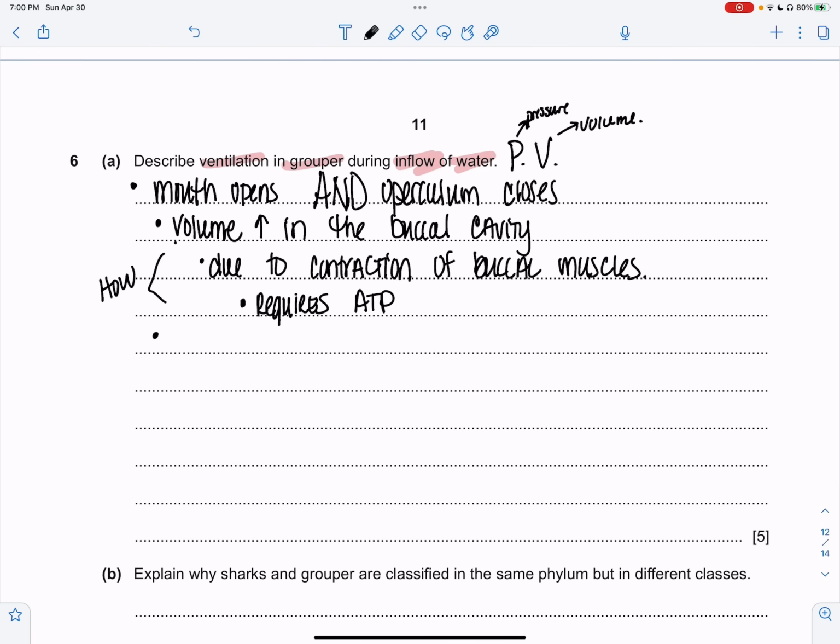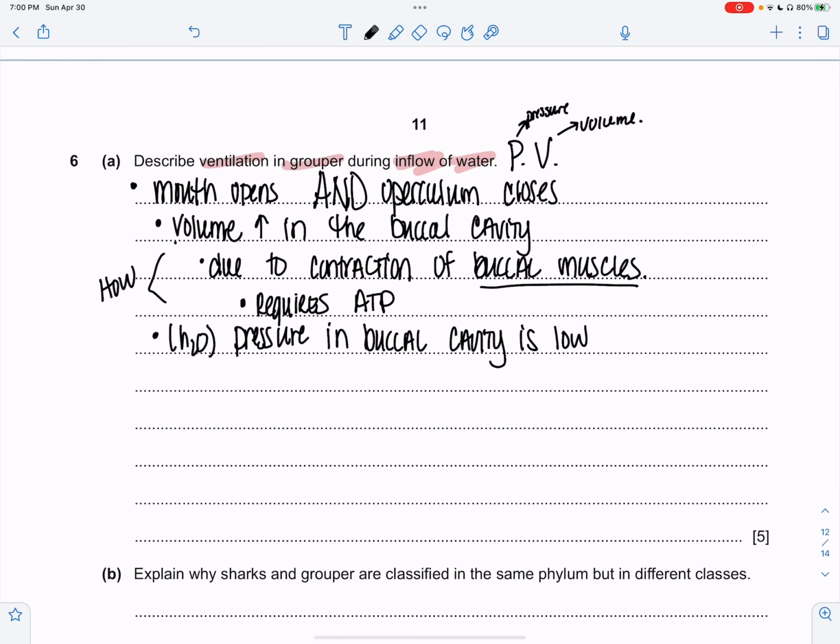And that's because the water pressure, specifically water pressure in the buccal cavity or in their mouth, is low. And it's probably best for you to refer to it as buccal cavity because then it maybe can hint to you to mention buccal muscles. They're not called mouth muscles.